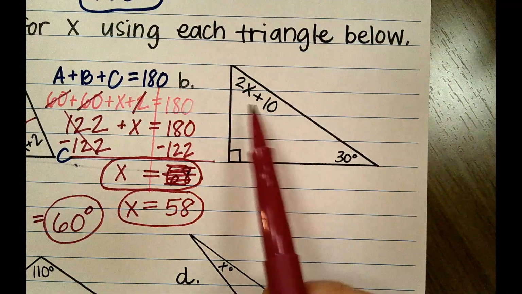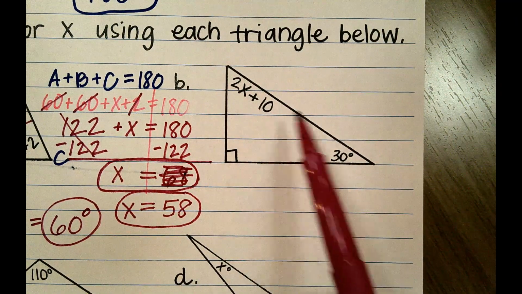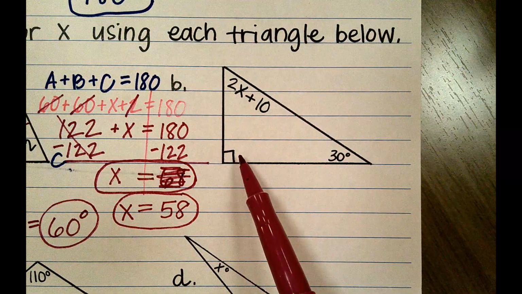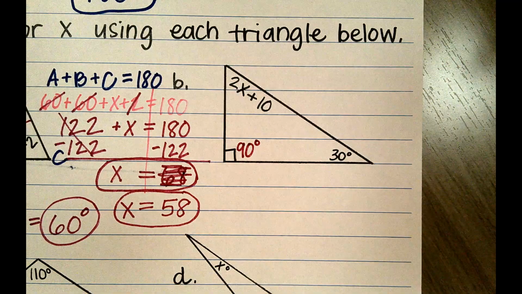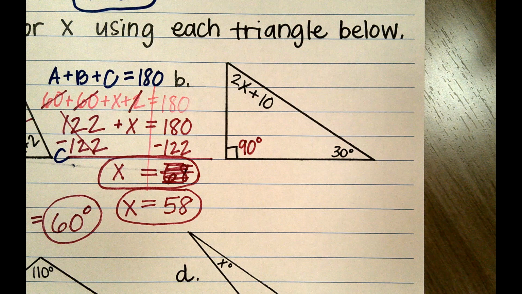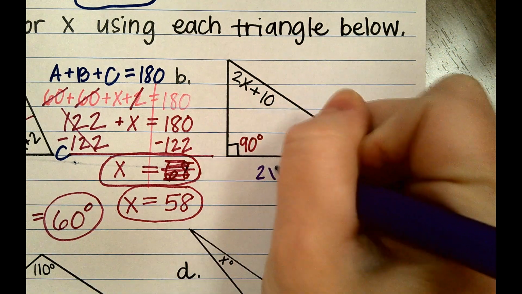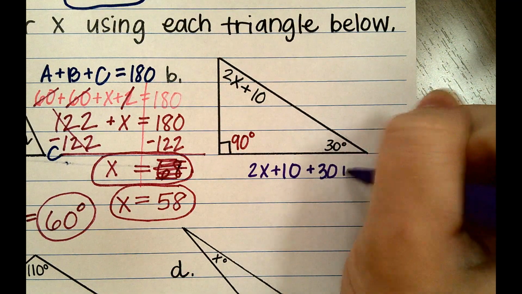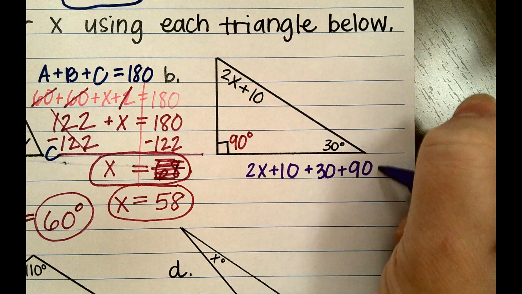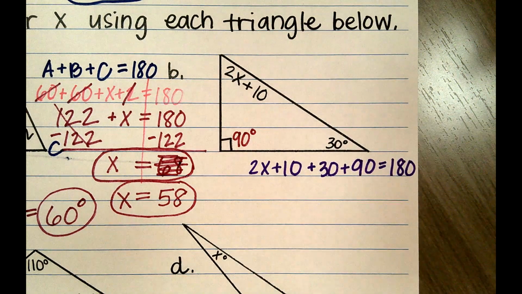Now I have 3 angles. My one angle here is 2x plus 10. Then I have 30 degrees. And then what's this? 90. Good. That square tells us 90 degrees. So what equation could I write to solve for x? 2x plus 10, plus 30, plus 90 equals 180. It will always equal 180.